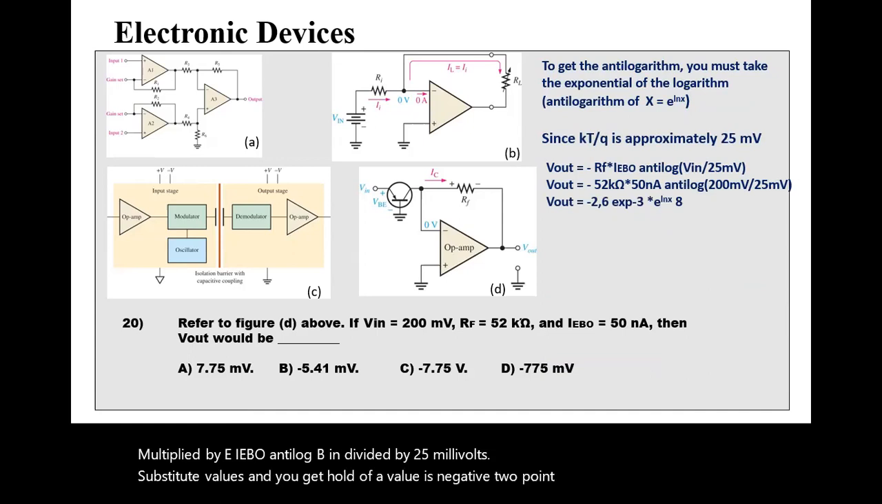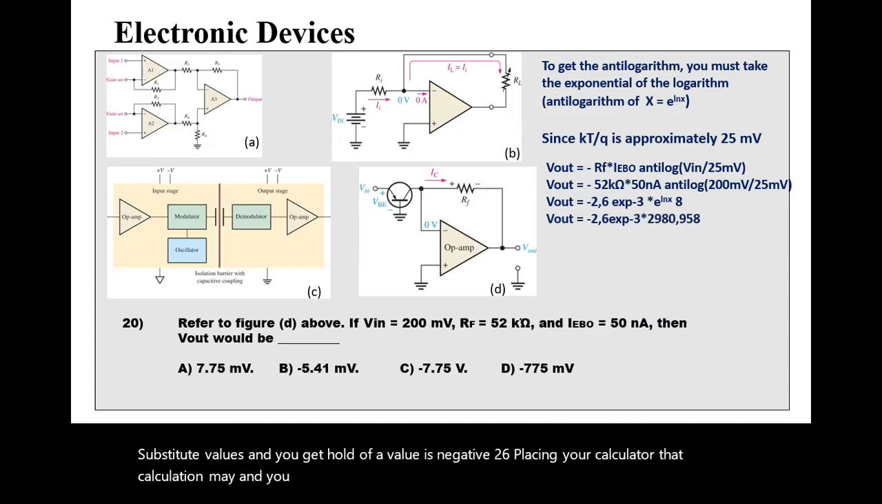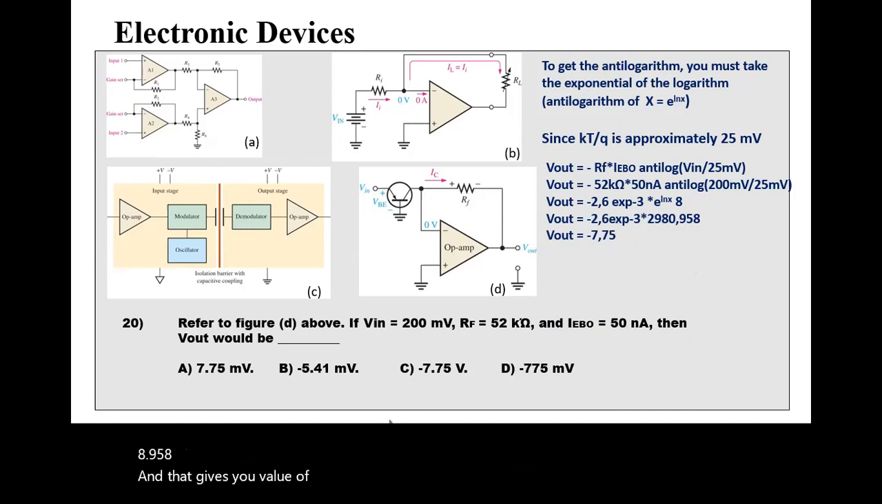Press in your calculator that calculation there, and you get V out is minus 2.6 exponent of negative 3 multiplied by 2980.958. And that gives you a value of minus 7.75. So the correct answer is C.